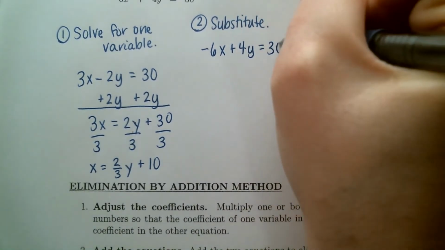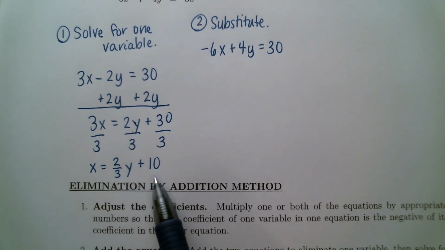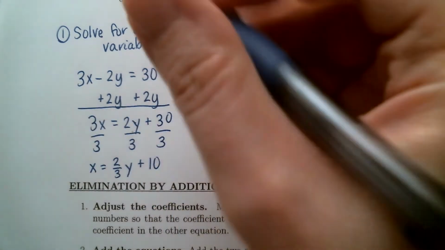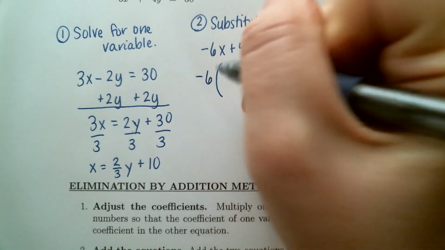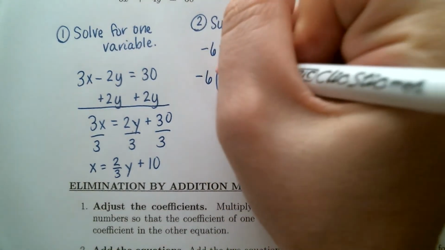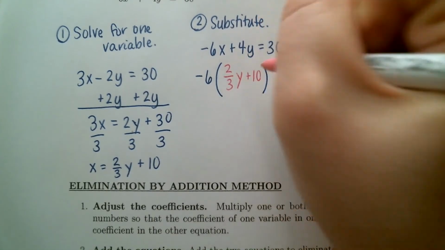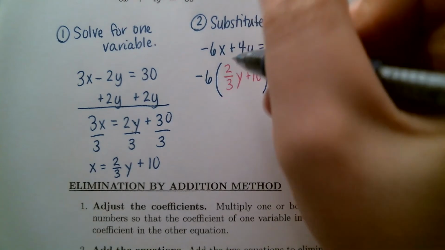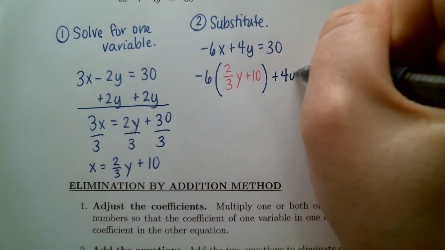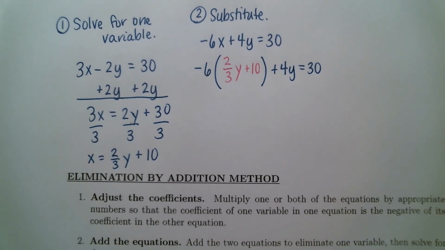So go ahead and write that down. Okay. Everywhere we see an x, we're going to replace it with 2/3 y plus 10. Okay. So I'm going to have -6. X we're going to have to put in parentheses. X is the same thing as 2/3 y plus 10. Okay. And then continue. So plus 4y is equal to 30. Okay. Our equation now has just a y. So you're going to be able to solve for the y.